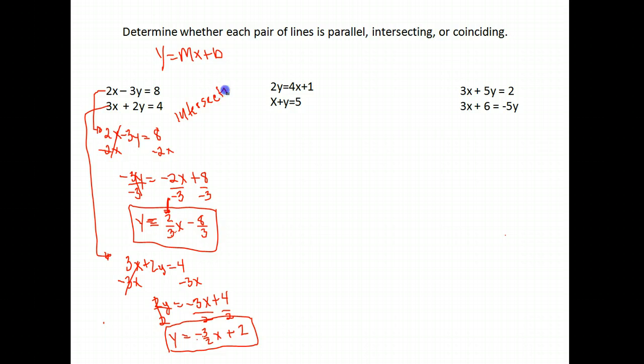And again, these actually specifically are intersecting, they are perpendicular. Notice 2/3 and 3 halves are reciprocals of each other, and one is positive and the other is negative.